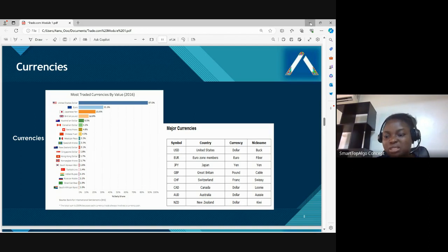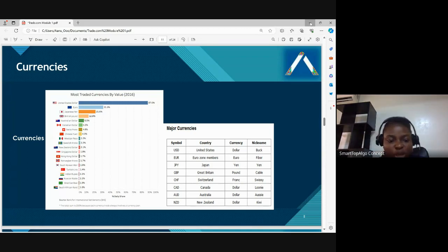And this is where the knowledge comes in. So this is a chart showing us the different currencies and the percentage of traders that trade it. Now, these are different major currencies that people trade. We have US dollars, we have euro, we have Japanese yen. So as a trader, you need to know all the symbols of all the currencies.